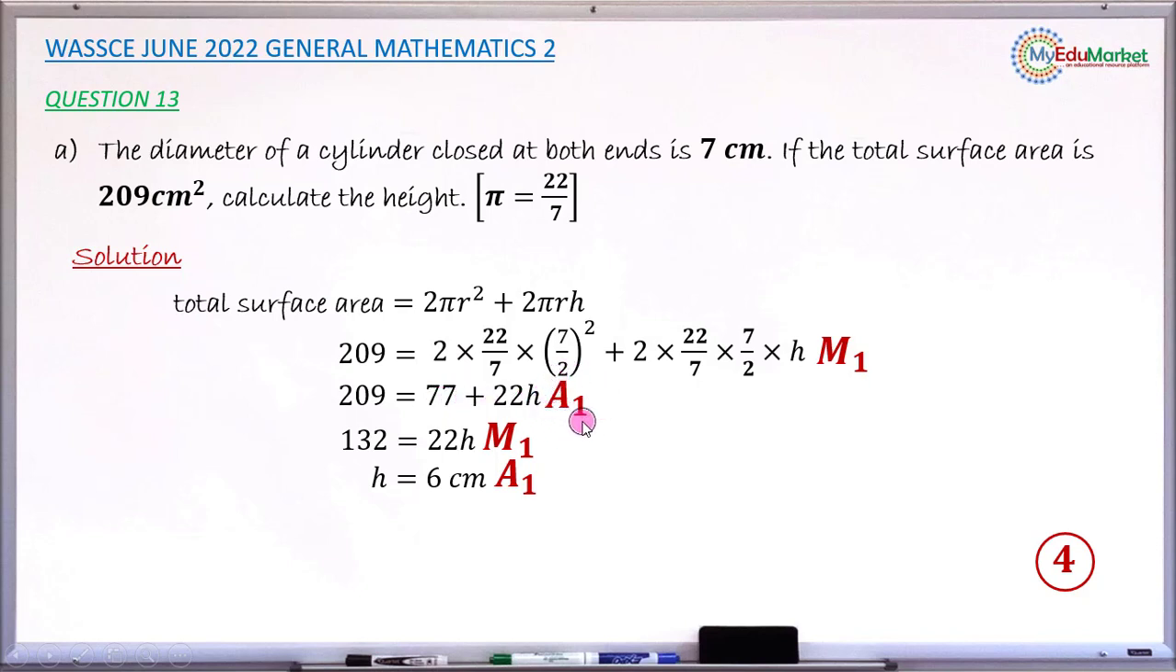Solving that equation by collecting like terms and attempting to divide both sides by the coefficient of h, if that is done, you have this method 1 mark. And when you have h as exactly 6 centimeters, you have this accuracy 1 mark.